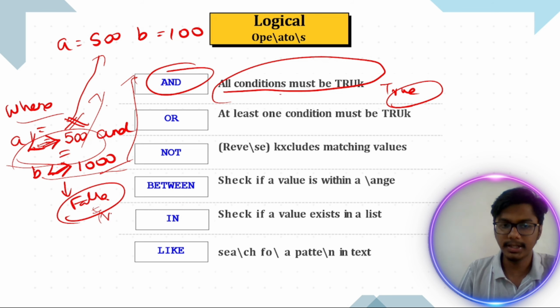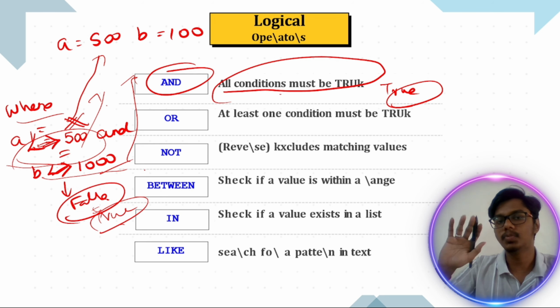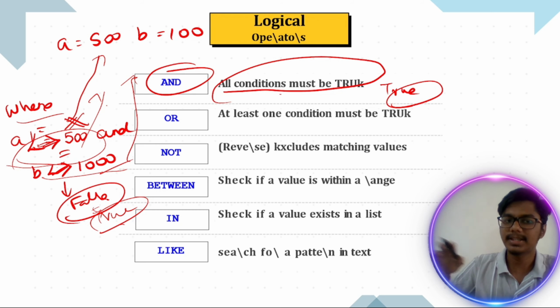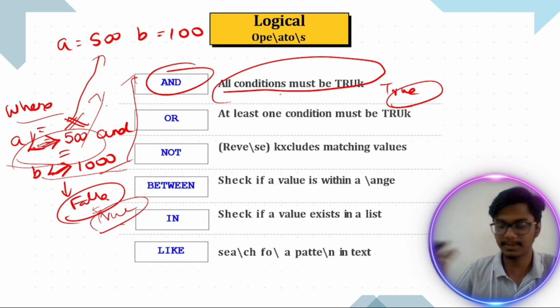The condition should be true. Are you guys aware of this condition? I want all the conditions to be true. If the first condition itself failed, then why do I want to check the second condition? That's the basic intuition of the AND operator. So I just explained all those things in a very clear and simple manner.